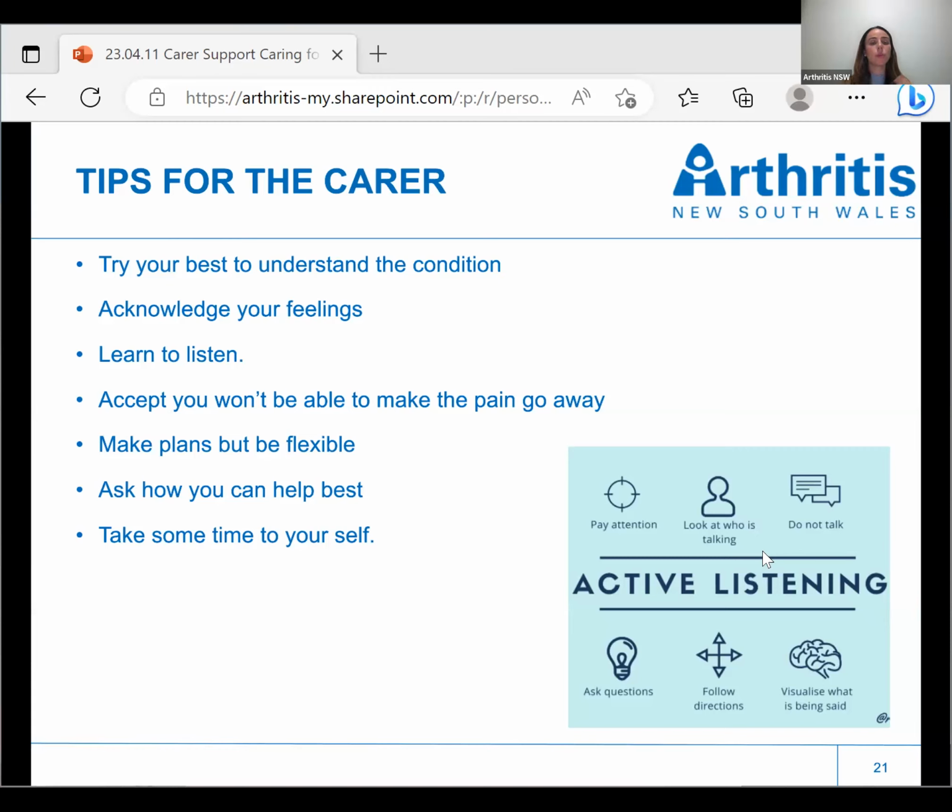Sometimes you want to know what a good day and a bad day looks like, but you can just ask what support or help they might need. It's best to ask them what they want and how to help them. This way you still get to help them, but it's also going to be more specific to what they need.